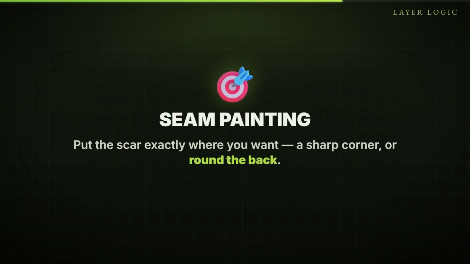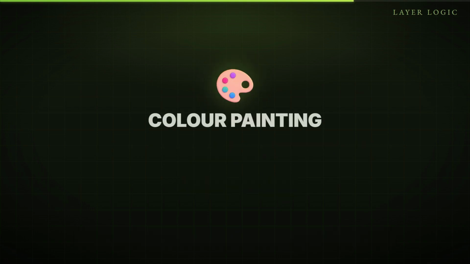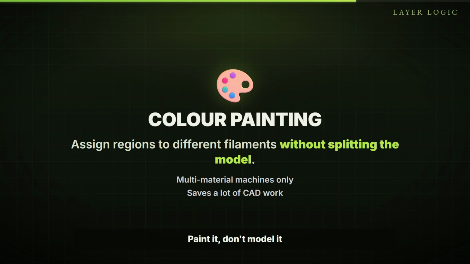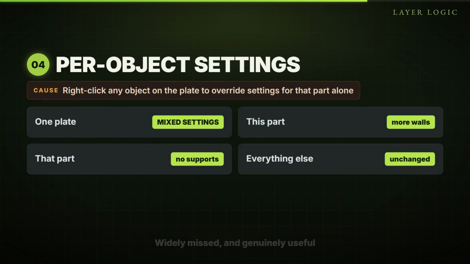Seam painting lets you place that vertical scar exactly where you want it, usually tucked into a sharp corner or round the back, instead of letting the slicer guess. Color painting is for multi-material machines, and it assigns regions of the model to different filaments without you having to split the model up first. Alongside those, right-clicking any object gives you per object settings, so one part on a plate can print with different walls or supports from everything else.